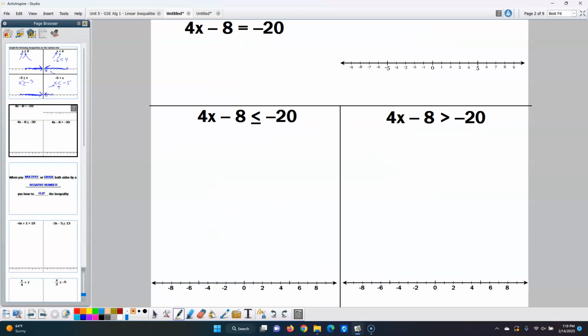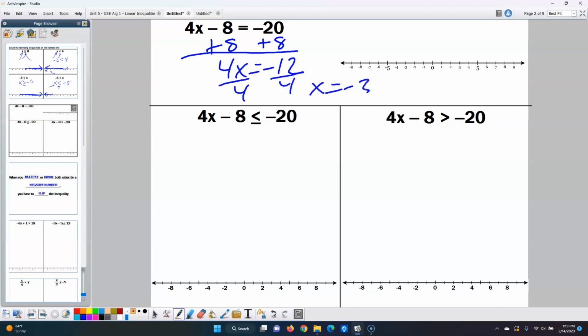Up top, I've got just a basic equation, and adding 8 to both sides, that would be 4x equals -12. Divide by 4, divide by 4, I'd have x equals -3. Nobody does this, but if you did want to, you would plot it on the number line, and it would just be right here at -3, x equals -3. That's your answer. Got an equal sign. There it is, closed dot right there.